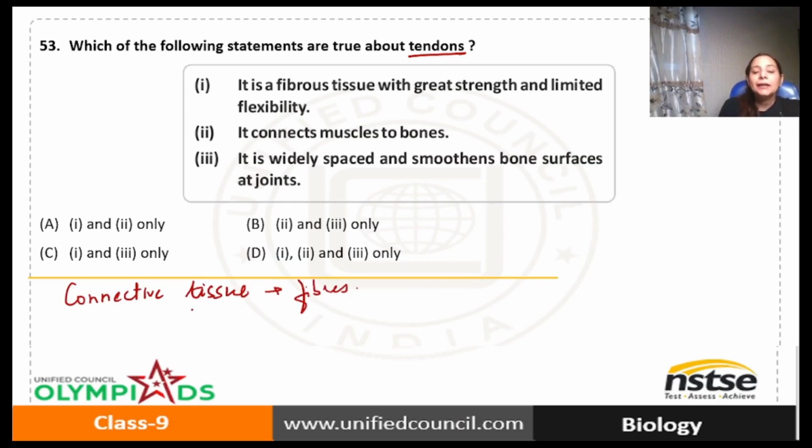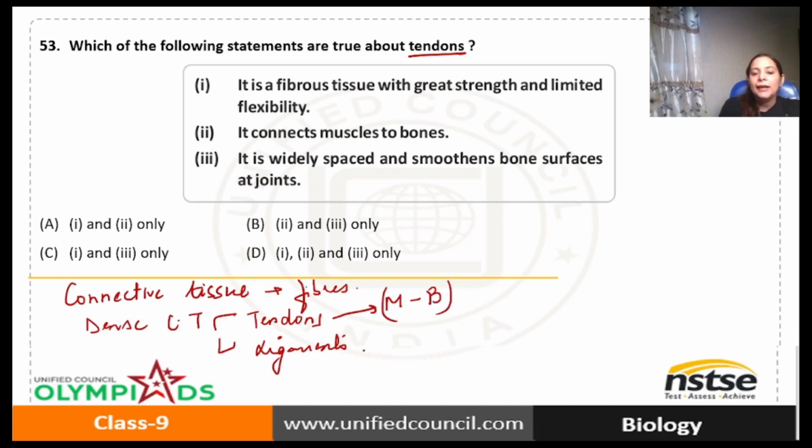Okay, and let me tell you that under this category we have one connective tissue, that is dense connective tissue. In dense connective tissue we have tendons and ligaments. Now tendons are fibrous tissue, and because they have a lot of collagen fiber in them, they connect muscle to bone. And if I talk about ligaments, they connect bone to bone. Now here we are talking about tendons.